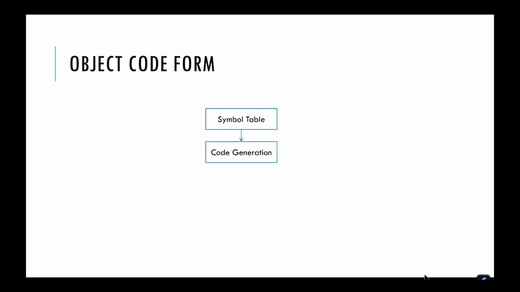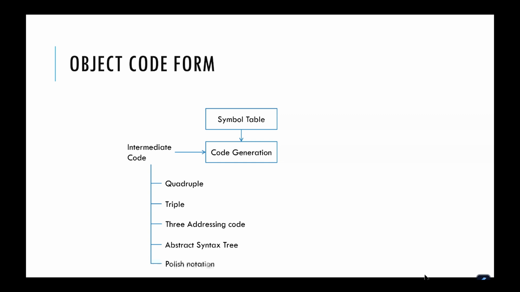The input for the code generation is intermediate code. The intermediate code will be generated in various forms like quadruple, triplet, three address code, abstract syntax tree, and polish notation. These are the different formats for the intermediate code. Any format will be taken as an input to the code generation. From that code generation, we are going to get the object code as output.